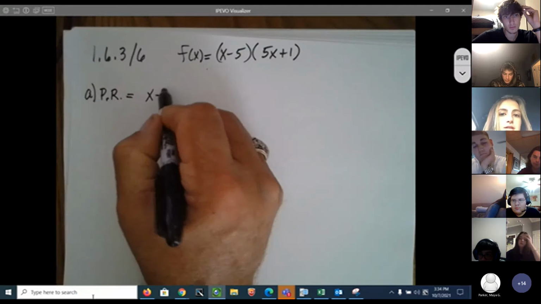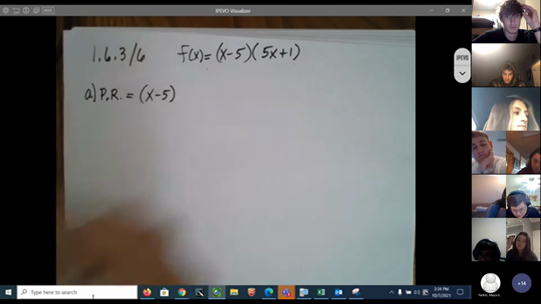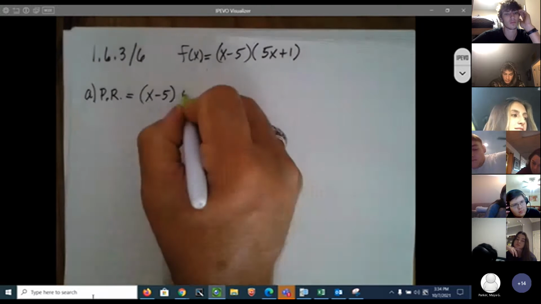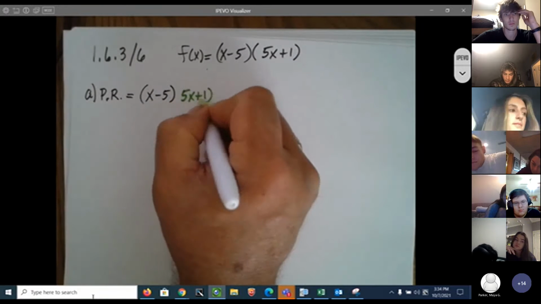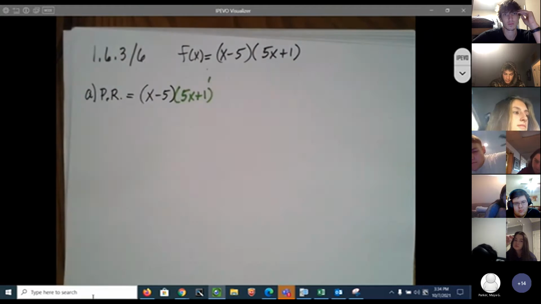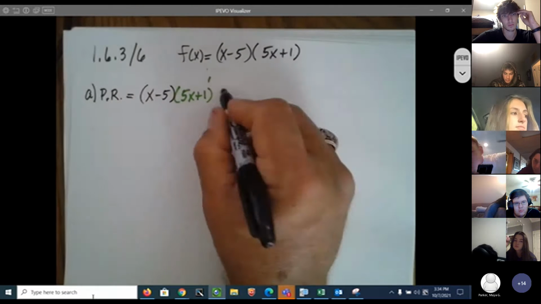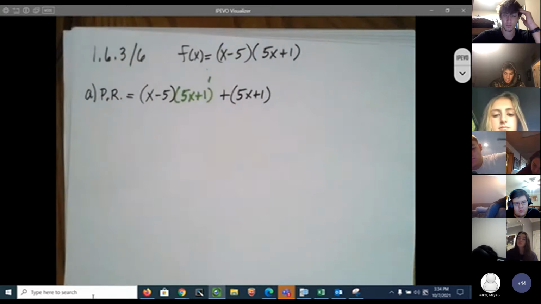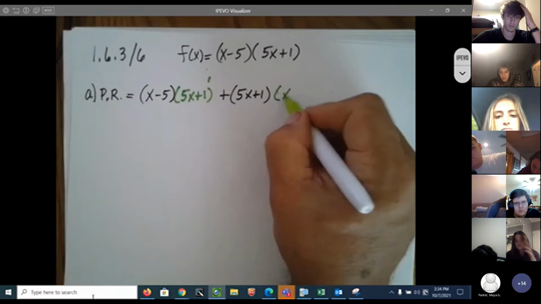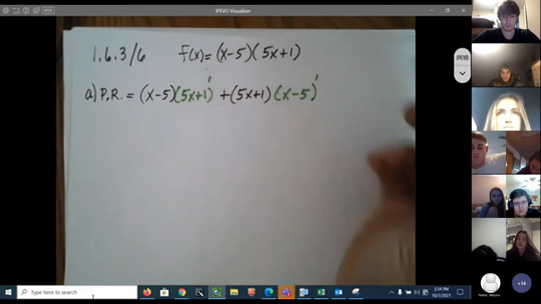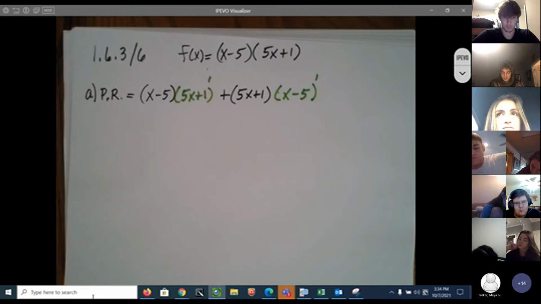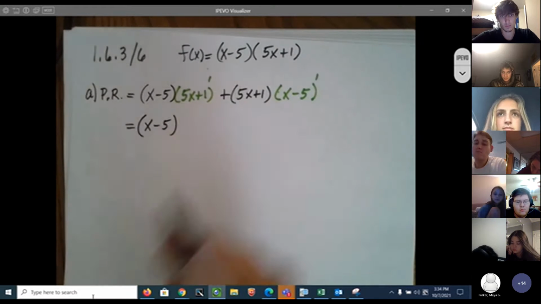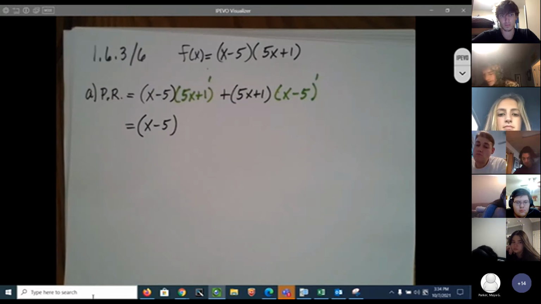First times the derivative of the second plus the second times the derivative of the first. And that's equal to x minus 5. Somebody give me the derivative of 5x, please.